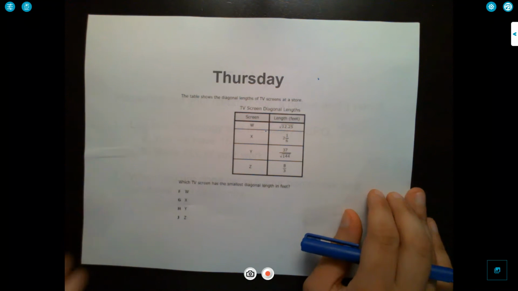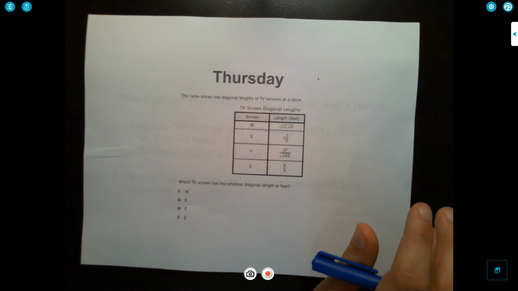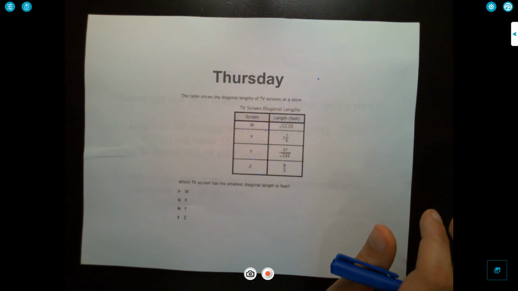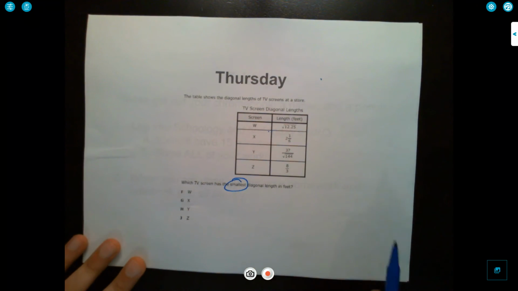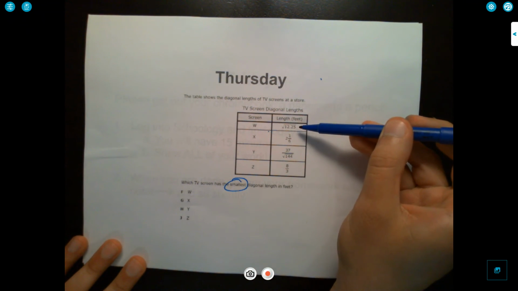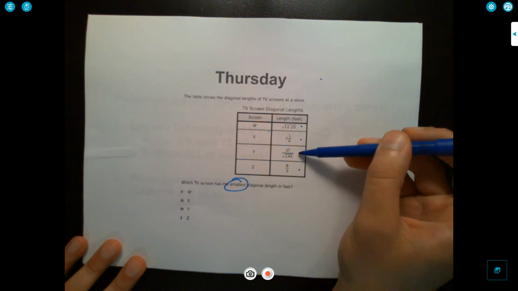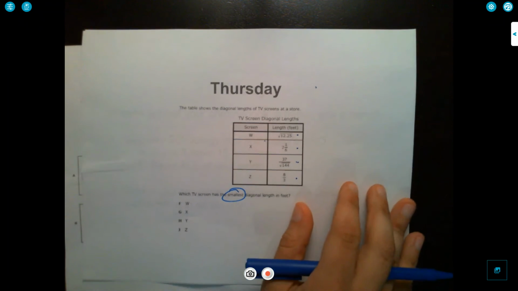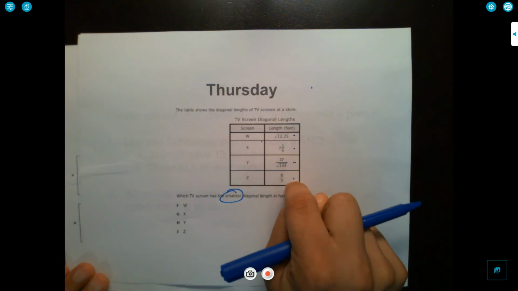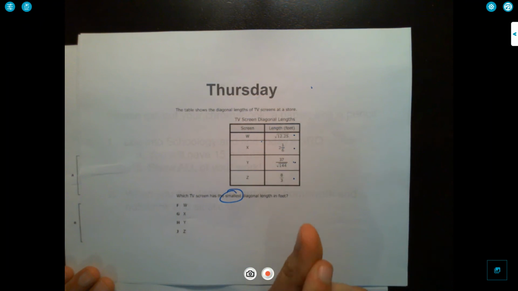This says the table shows the diagonal lengths of TV screens at a store. Which TV screen has the smallest diagonal length in feet? That means we're looking for whichever length out of these four numbers is the smallest amount. The best thing to do is to convert these all into whole number decimal form and then compare them to see which one's the smallest.